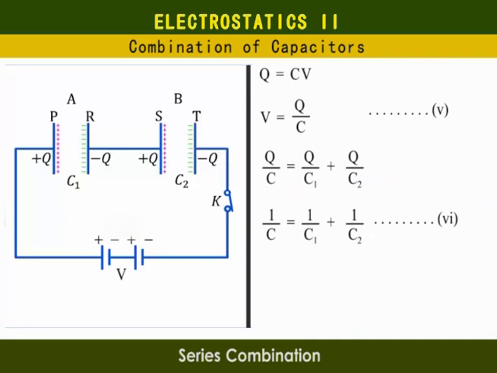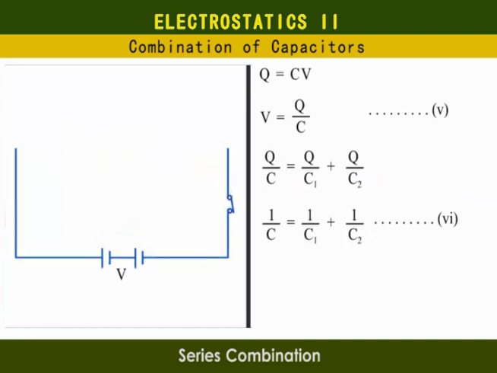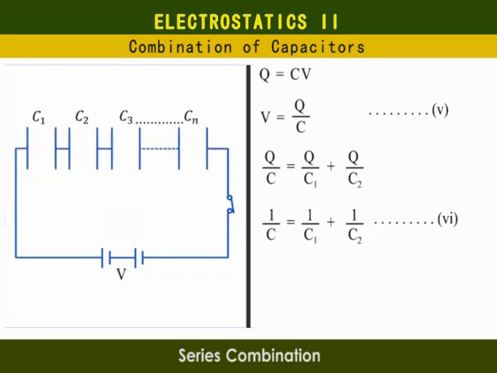The equation can be extended for any number of capacitors with different capacitance values connected in series. If n number of capacitors with capacitances C1, C2, C3 all the way to Cn are connected in series, then the equivalent capacitance C is obtained from the expression 1 over C is equal to 1 over C1 plus 1 over C2 plus 1 over C3 all the way to plus 1 over Cn.